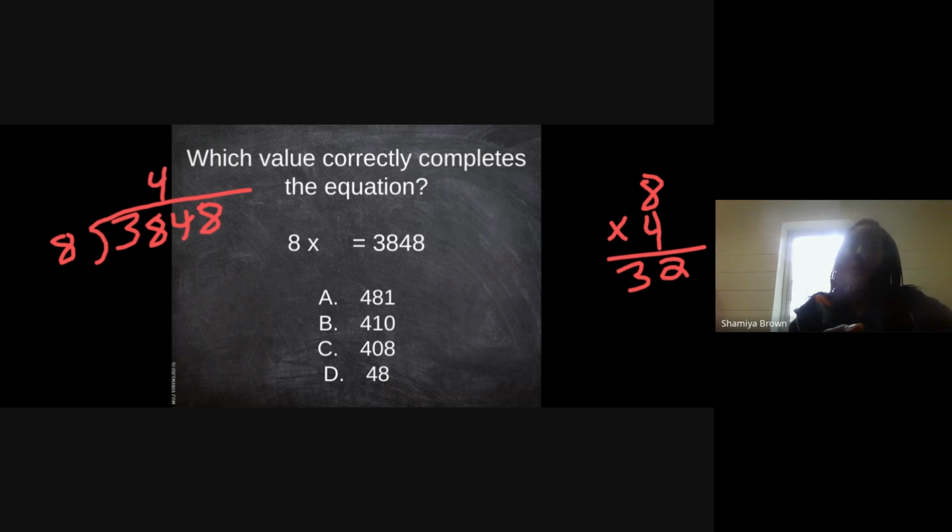Then if I multiply 4 times 8, I get 32. So I put that under the 38. Then I subtract and I get 6. 8 minus 2 is 6.